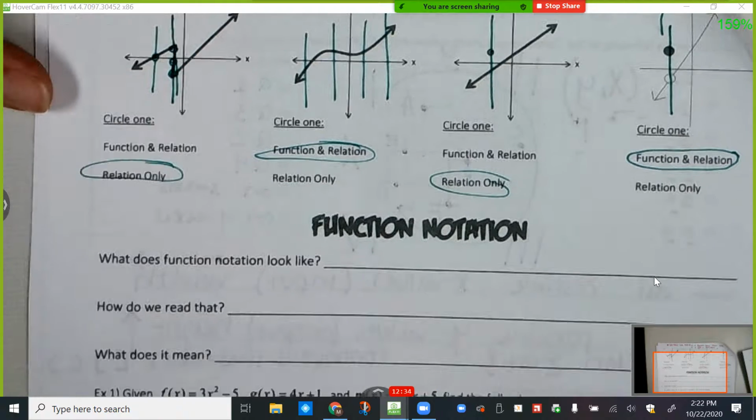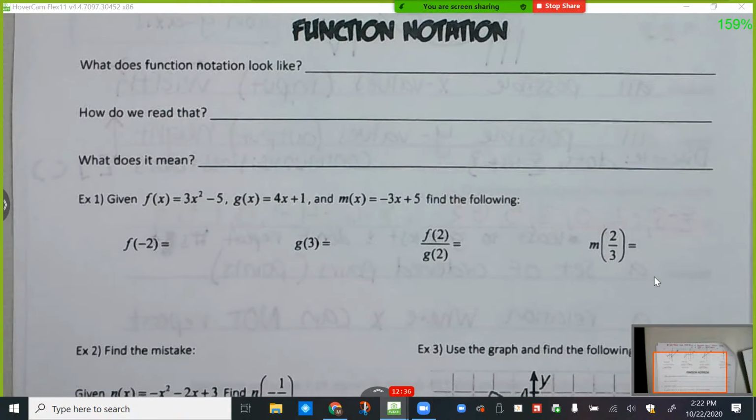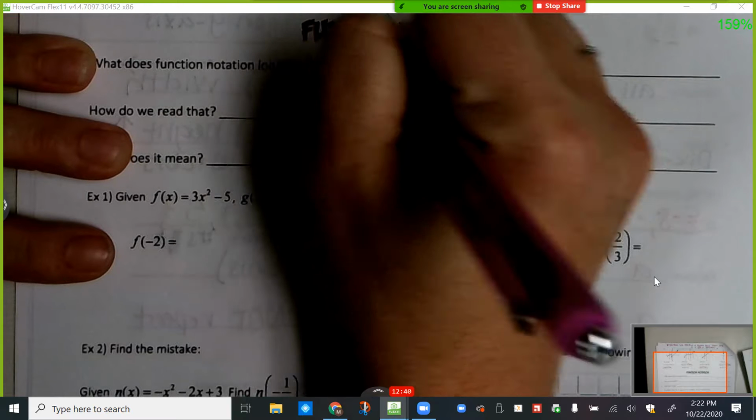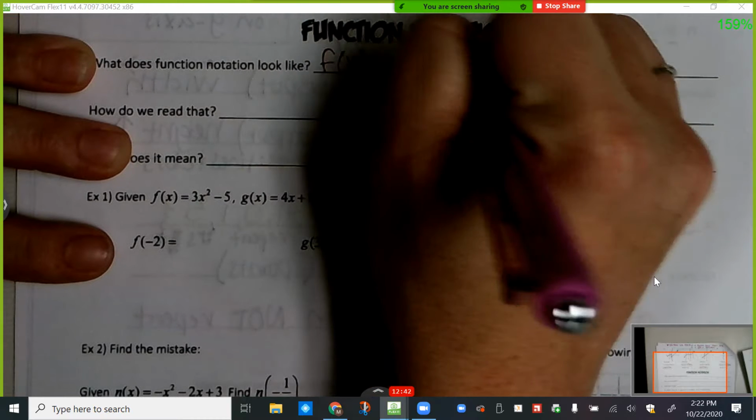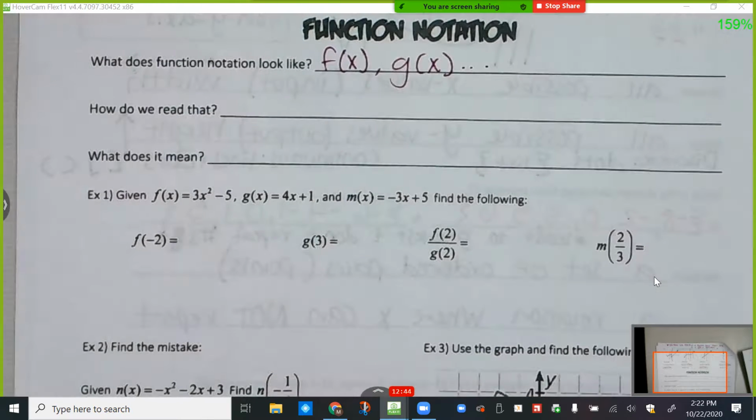Okay. Then we also have function notation. What does dot dot dot mean? To be continued. Yeah, like I could keep going.